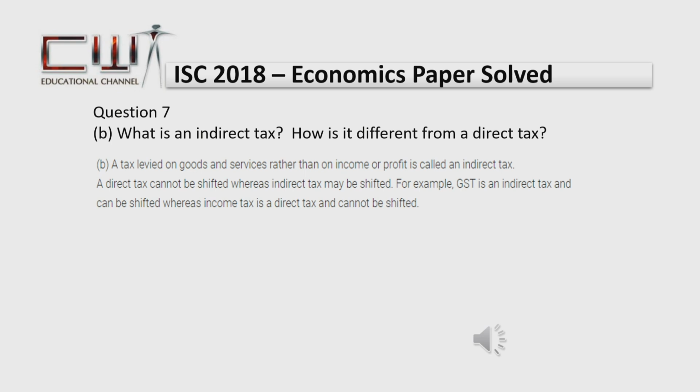What is an indirect tax? How is it different from a direct tax? A tax which is levied on goods and services rather than on income or profit is called indirect tax. A direct tax cannot be shifted, whereas indirect tax may be shifted. For example, GST is an indirect tax and can be shifted, whereas income tax is a direct tax and cannot be shifted.